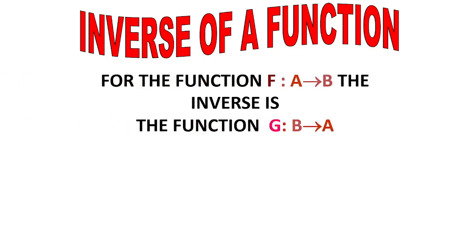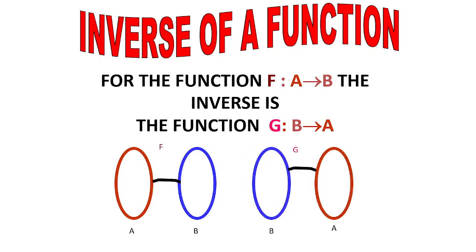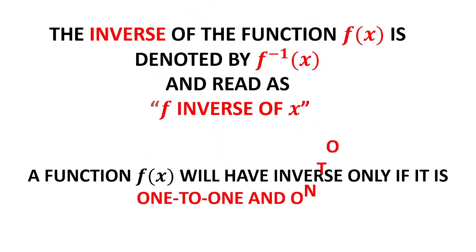Let us now see what we mean by the inverse of a function. For a function f from A to B, the inverse is the function g from B to A. For example, we have A to B now, and the inverse is from B to A. The inverse of the function is denoted by f inverse x and read as f inverse of x.